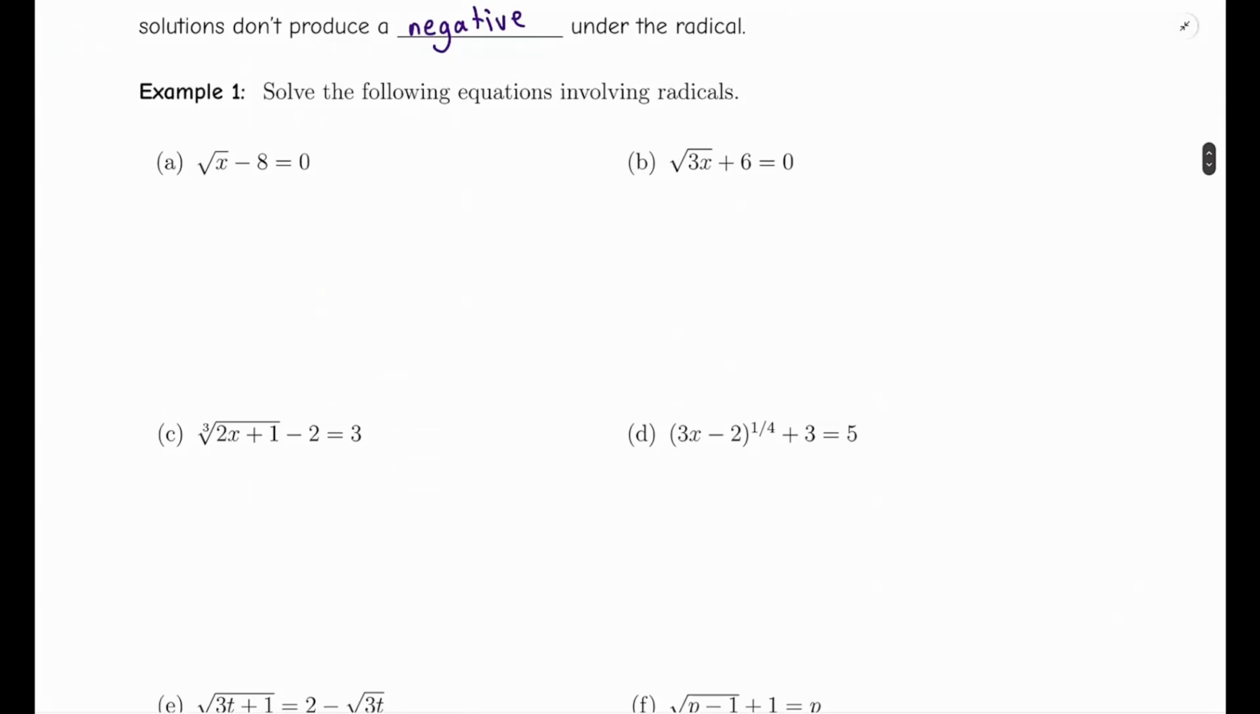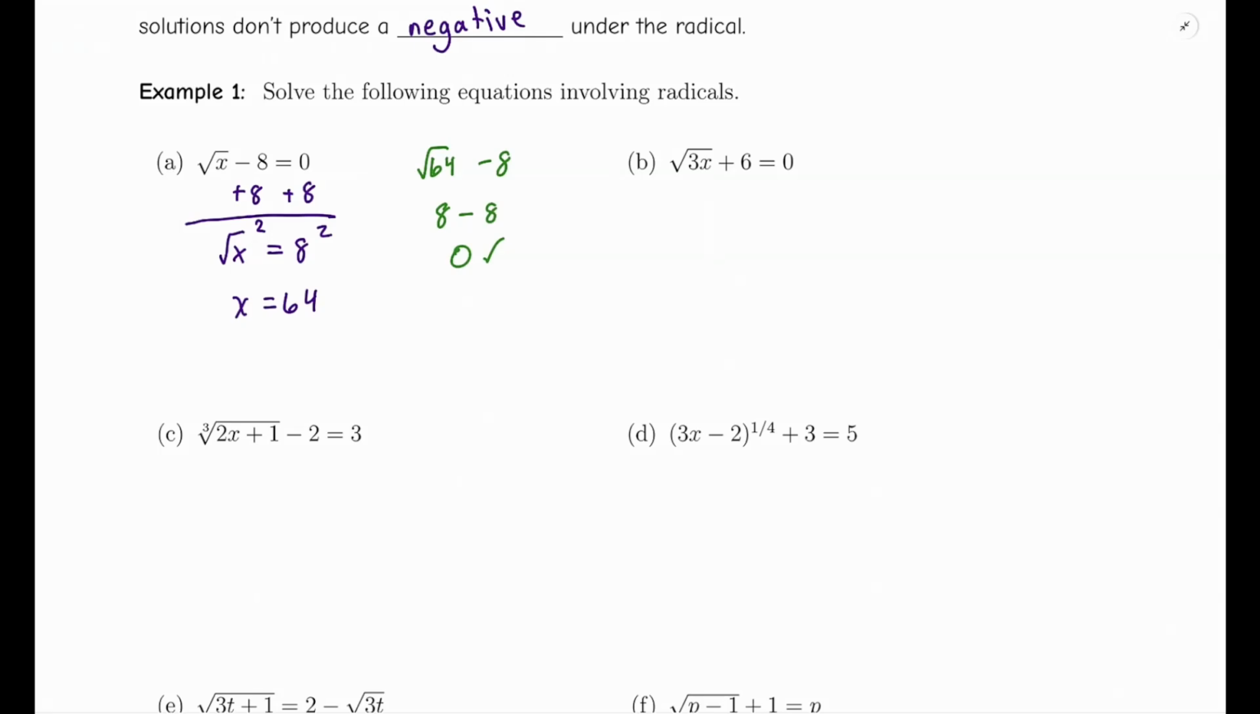Part A. Square root of x minus 8 equals 0. So I'm going to isolate the radical. We get the square root of x is equal to 8. Raise each side to the index power. The index here is 2, so I'm going to square both sides, and we get x is equal to 64. Check the work. Square root of 64 minus 8, 8 minus 8, 0. It checks out.